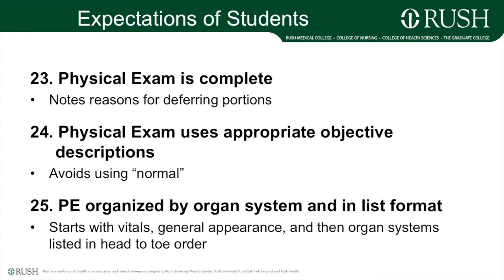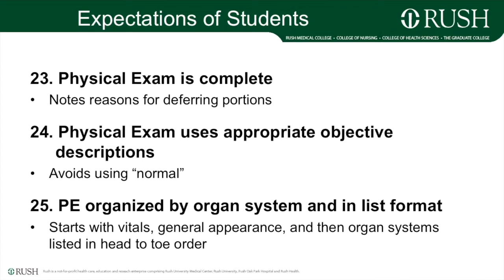The next 3 items refer to the physical exam. The physical exam should be complete. The students should note any reasons for deferring portions of the exam. The physical exam should also use appropriate objective descriptions. They should avoid using the word normal. The physical exam should also be organized by organ system in list format, starting with vital signs, general appearance, and then organ systems listed in the head-to-toe order.